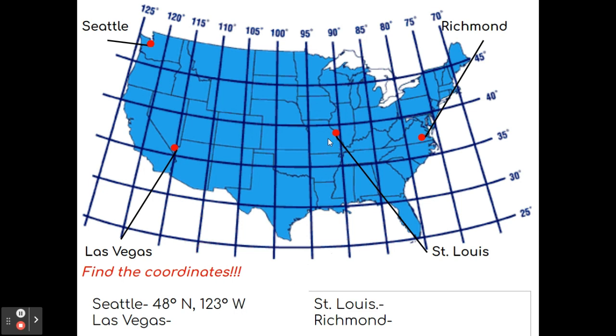Then the last example I'll give you is St. Louis. Again, I'm going to go north first. Here's 35, here's 40. It's not quite 40 degrees, so I'm going to call it 39 degrees north, like I said, 39 degrees north. Then I'm going to work my way west from the prime meridian. This line right here is 90 degrees, and it's a little bit past, so I'm going to call it 91 degrees, and again, we went west.